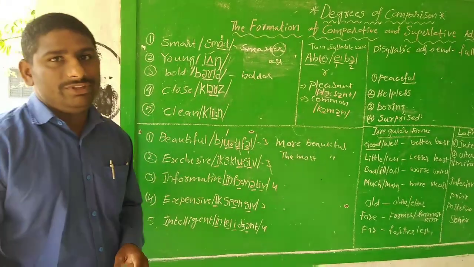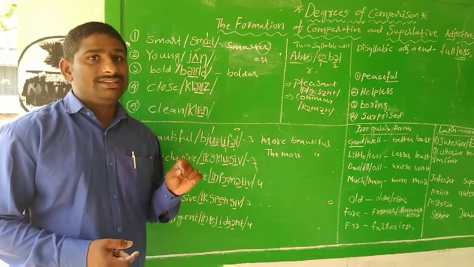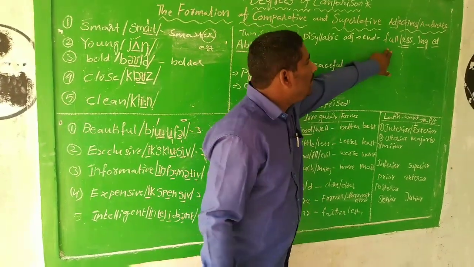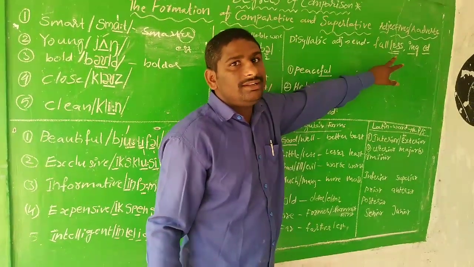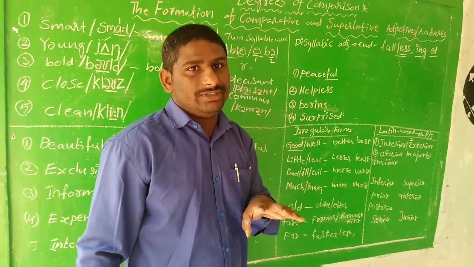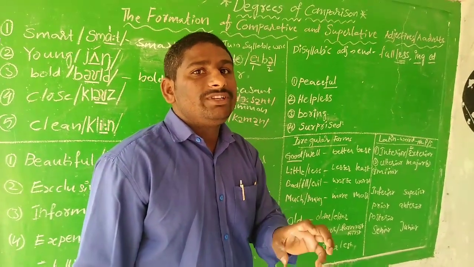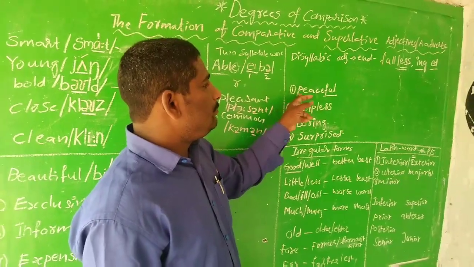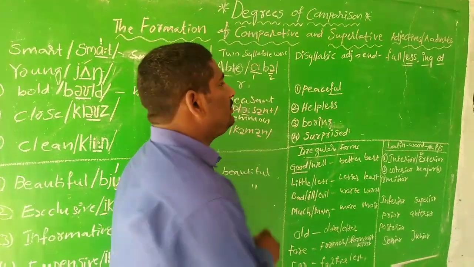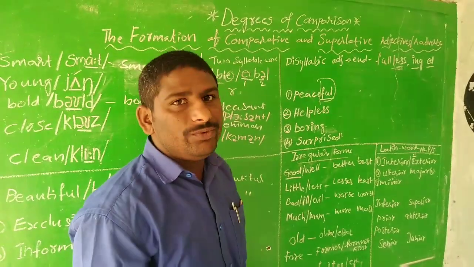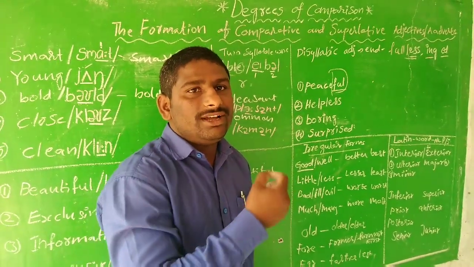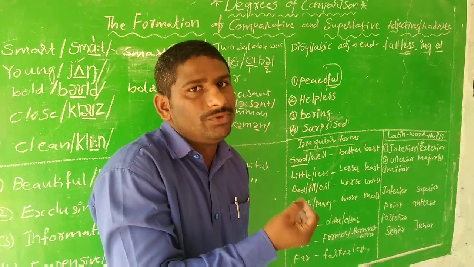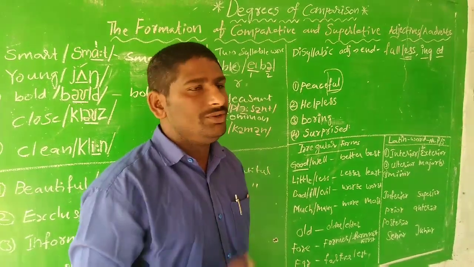And let us come to the point that there are some disyllabic words which end with full, less, ing and ed. These are disyllabic words, but they always take the prefixes more and most in comparative and superlative degree. So for example you can see the word peaceful, which ends with ful: peaceful, needful, helpful. Words like these always take more in comparative degree. So more peaceful, more helpful, the most peaceful, you can say like that.